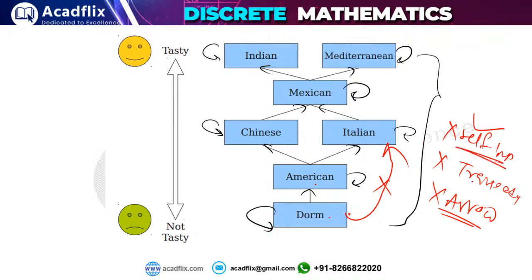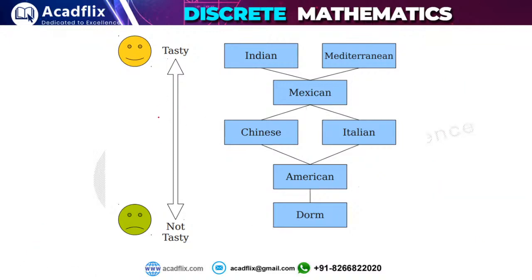So we are not showing self loops, we are not showing transitive edges, we are not showing arrows. But remember, all these things are implied, meaning they are present, but we are not showing them. Self loops are present, transitive edges are present, arrows are present, but we are not showing them. All arrows are always going upside. So this is the Hasse diagram. We have seen the definition of the Hasse diagram, and how to construct it.